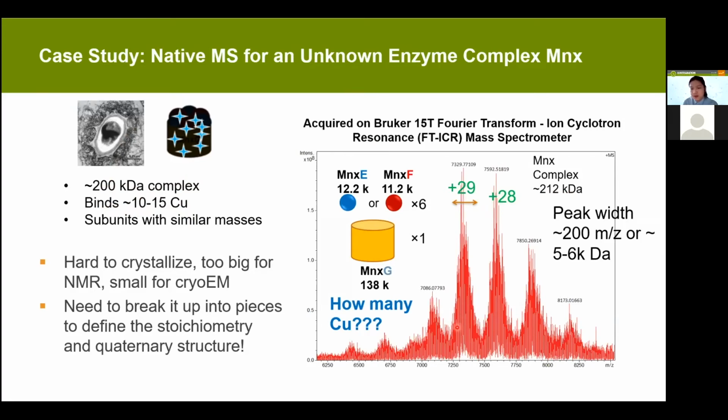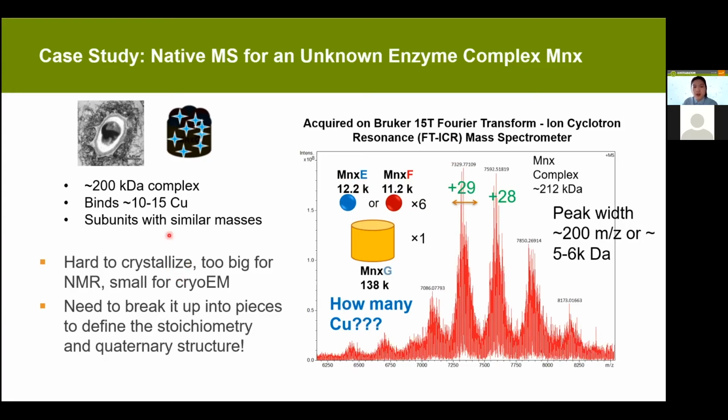But the heterogeneity of this complex makes it very difficult to even determine the stoichiometry of the subunits, because the two smaller subunits, MINX-E and F, have very similar mass, within 1 kilodalton. We can estimate there will be 6 copies total of the two subunits in the complex based on the mass. But it's hard to determine exactly how many there are because of the uncertainty in the mass measurement and the heterogeneity of this complex. The other thing is that we do want to know how many coppers are bound in the subunits, and because of the uncertainty in the mass measurement, it's almost impossible to determine how many coppers are in there.